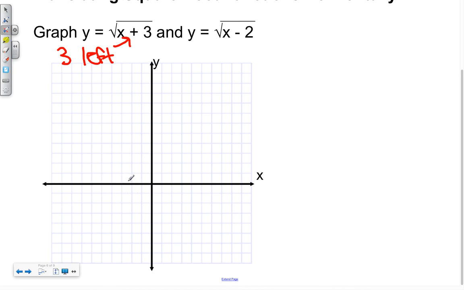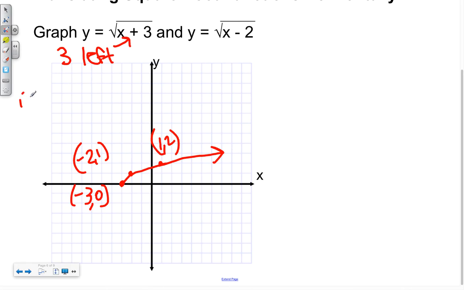If you wanted to draw in your parent graph, that would be easier. If not, we could just start at 0, 0, so if I go left 3, I'm going to be at -3, 0. Then we had a point of 1, 1. I'm going to go left 3, so then I'll be at -2, 1. We had the point of 4, 2. If I go left 3, I'll be at 1, 2, and so on. Draw this graph in.